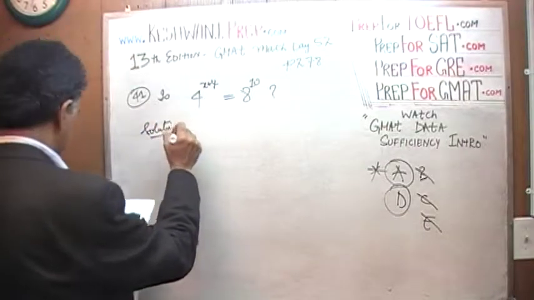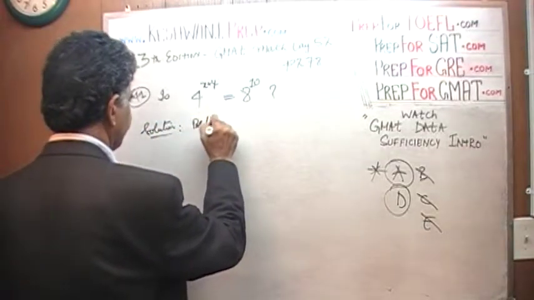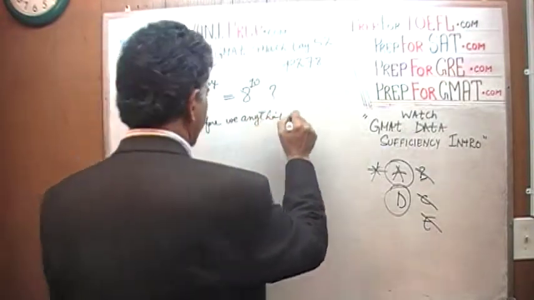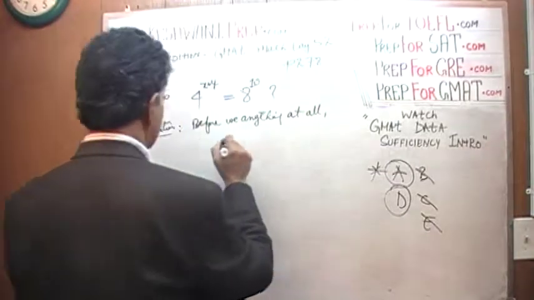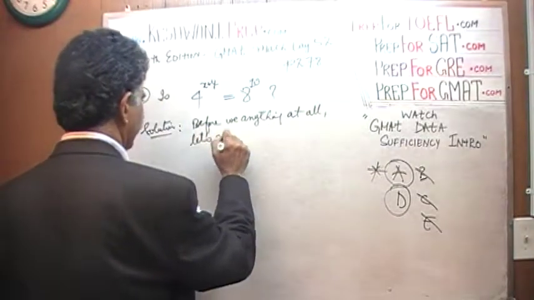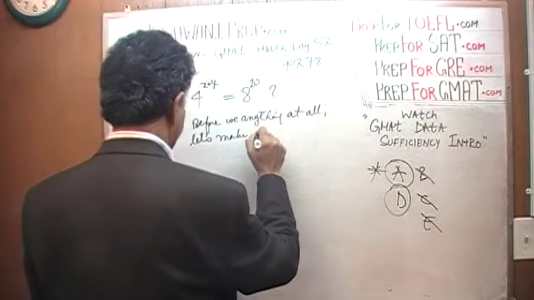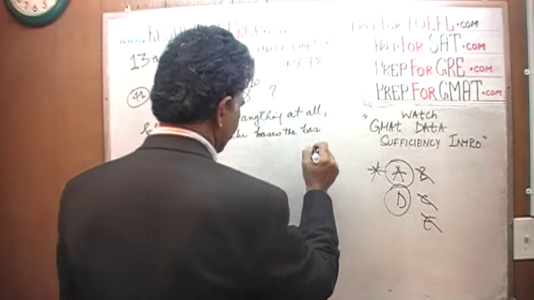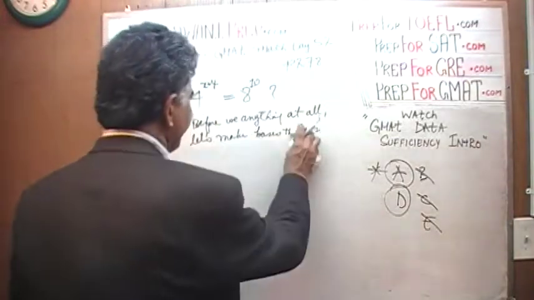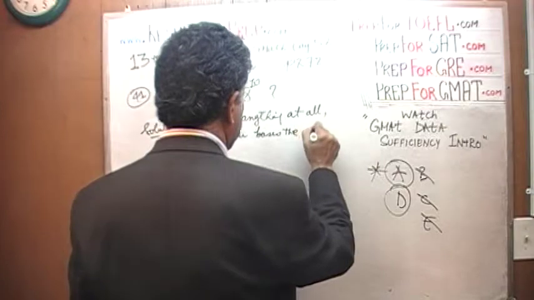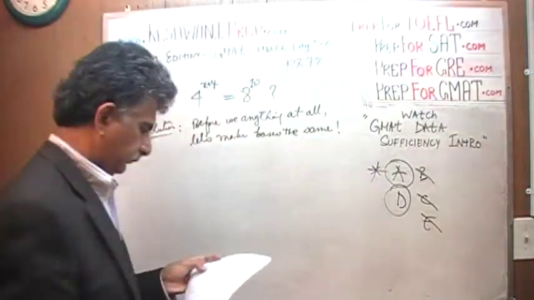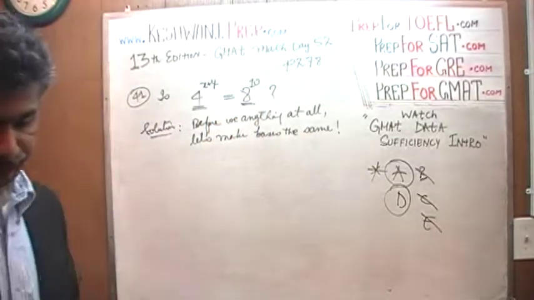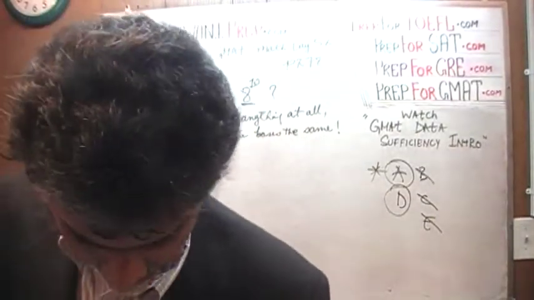Before we do anything at all, let's make the bases the same. This one has a base of 4, this one has a base of 8. It's annoying. It's not going to get us anywhere. Let's make the bases the same, shall we?